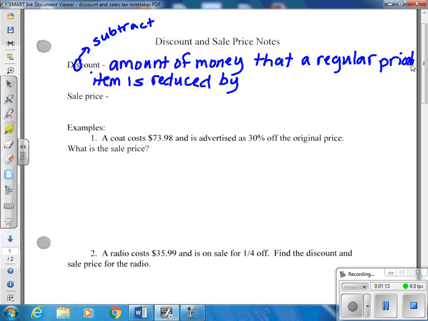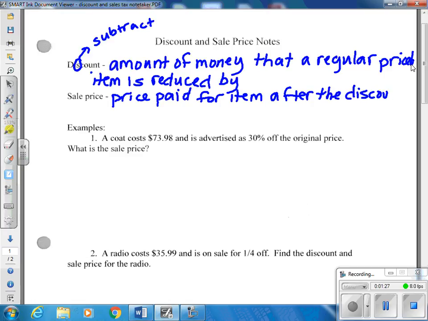All right, then the next word is the word sale price, and that is the price that is paid for the item after the discount has been subtracted.